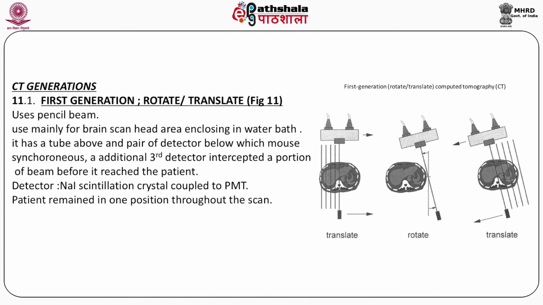Now coming to the next step, the CT generations. The first generation was a translate-rotate type. In this case a pencil beam is used. It was used for brain scan. The patient's head was enclosed in a water bath, with a detector below, synchronized. This uses only one detector, and the X-ray tube as well as the detector translated. Detectors were sodium iodide activated, coupled with a photomultiplier tube.